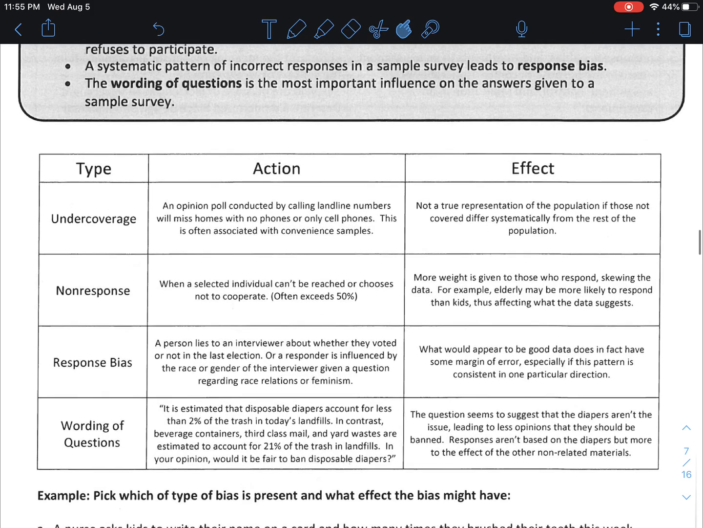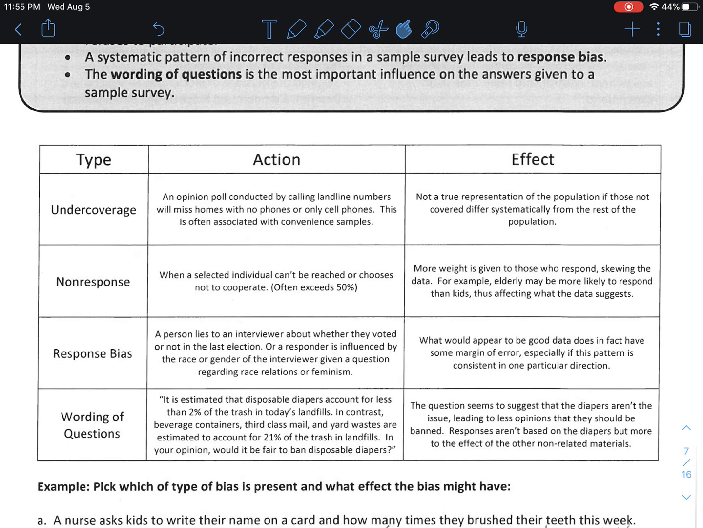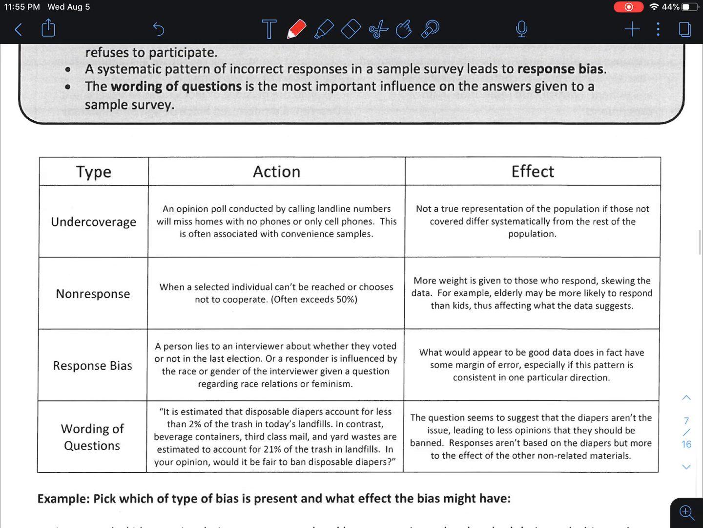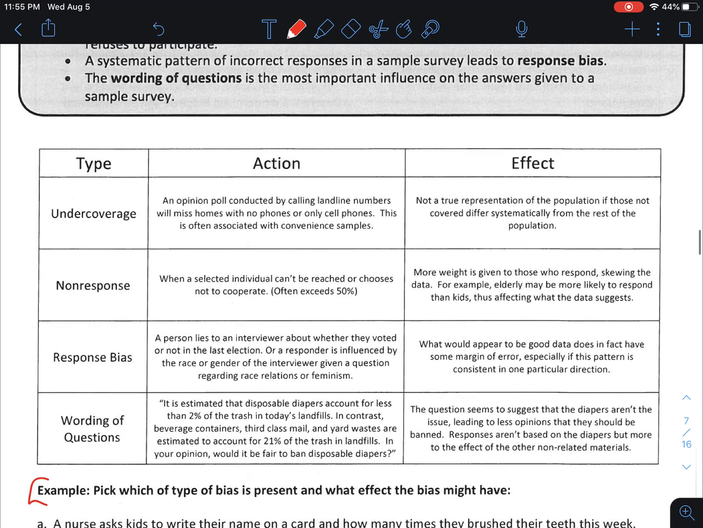I'm not going to read it just because there's so much here. You can read through each action and effect. A lot of these I kind of already talked about a little bit. And again, you're going to see these a lot. And then the last thing I want you to do here, pick which type of bias is present in these examples down below, and what effect the bias might have, right? So kind of give an overestimate, underestimate kind of thing. May have, again, explained some of these. Sometimes I have the same stories every time. But see if you can go through it, picking the bias and explaining why that bias happens and if it's an over or underestimate.